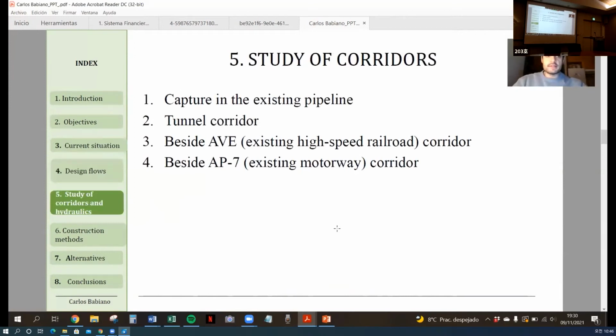So the study of the corridors has 4 points. The first one is we have to capture water at the same point in the existing pipeline, and then we have to design a tunnel corridor, taking into consideration that we already have 2 corridors, one for the high-speed railroad, AB, and another for the AB7, the motorway corridor. We have to try to take profit of that and use these existing infrastructure corridors.